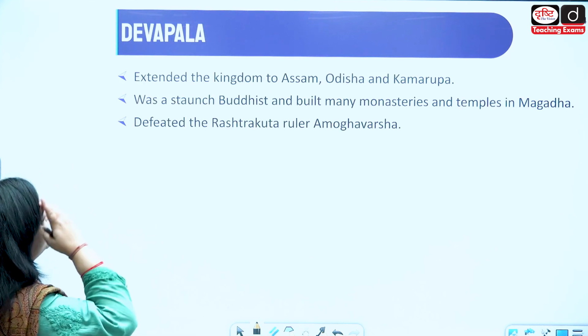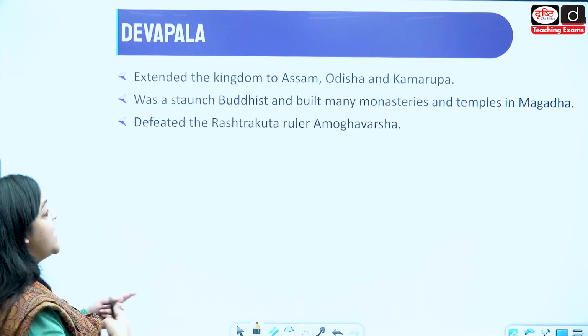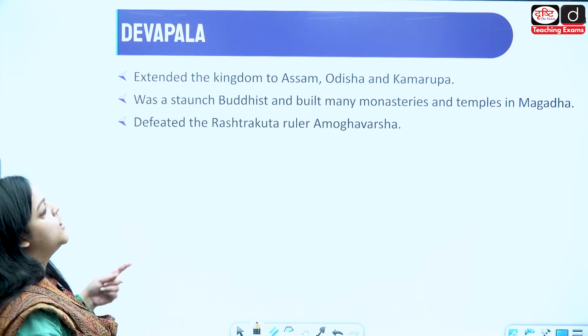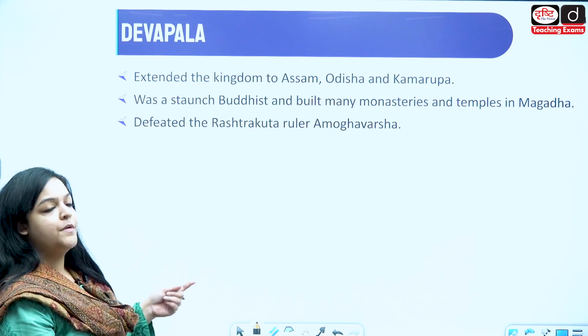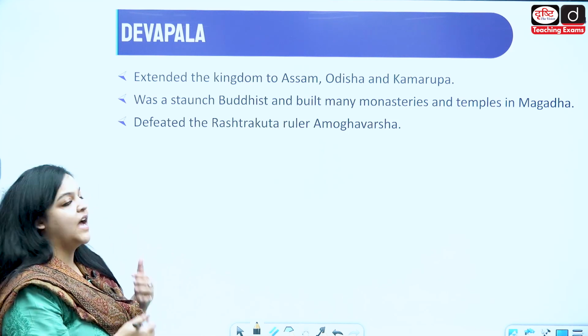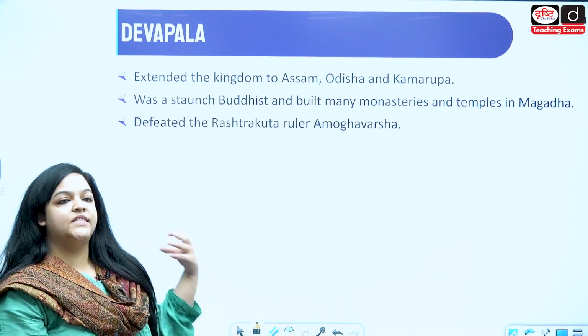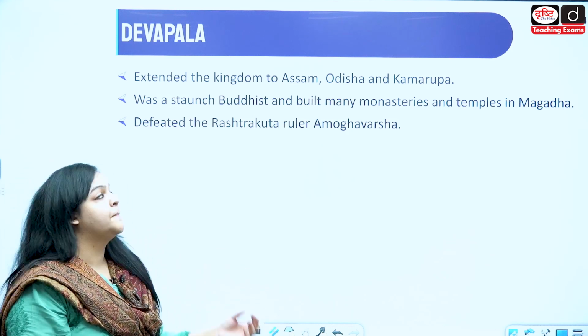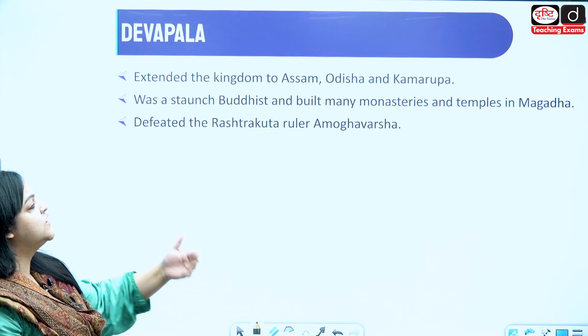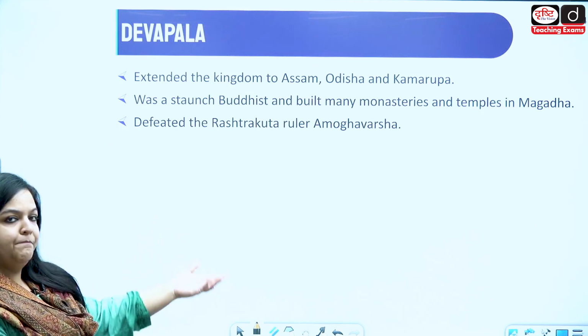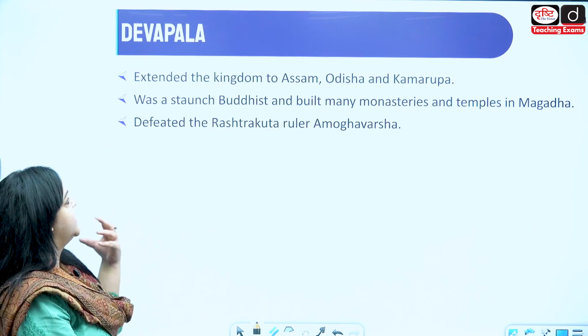Now, next we have Devpal. So, he had extended his kingdom to Assam, Odisha and Kamrup. After Dharampal, we have Devpal. Now, once the consolidation has been done, or once the initial expansion has been done, we have Devpal, who is further extending the empire to Assam, Odisha and Kamrup.